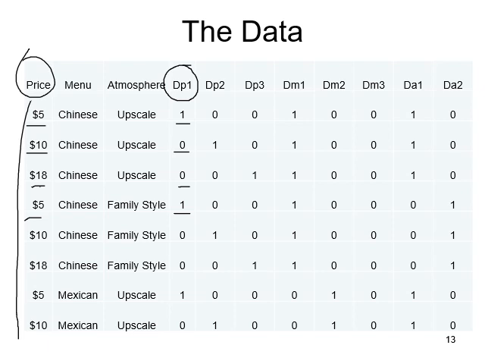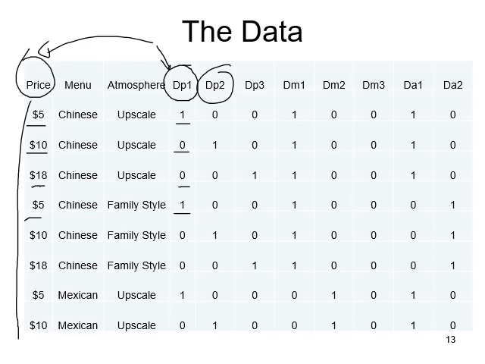So notice that this variable right here has information about the price variable over here, but it only contains a little bit of the information. It only tells you if the variable for price is 5 or not. DP2 does something similar.